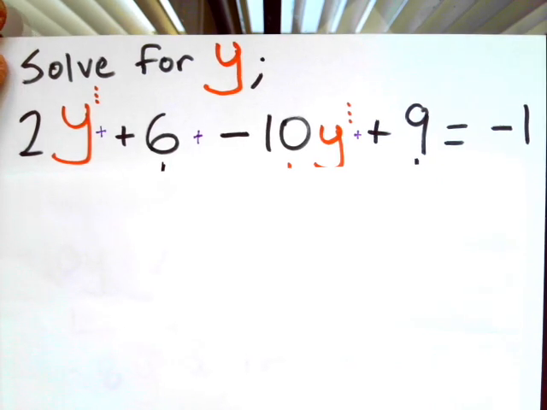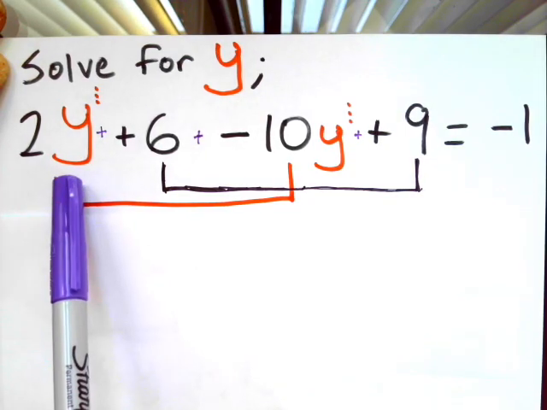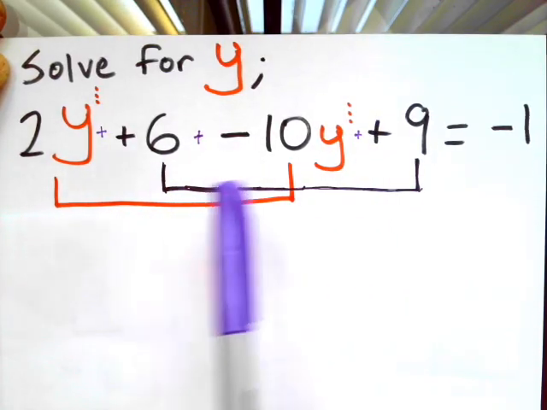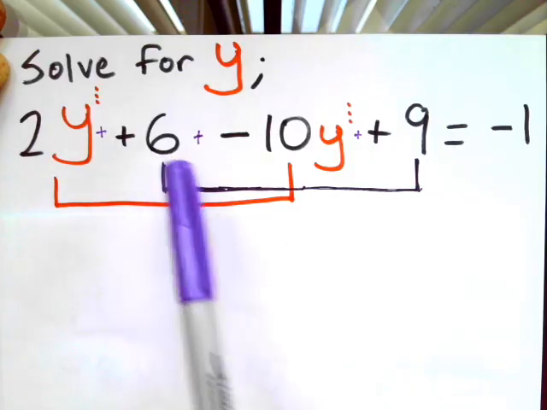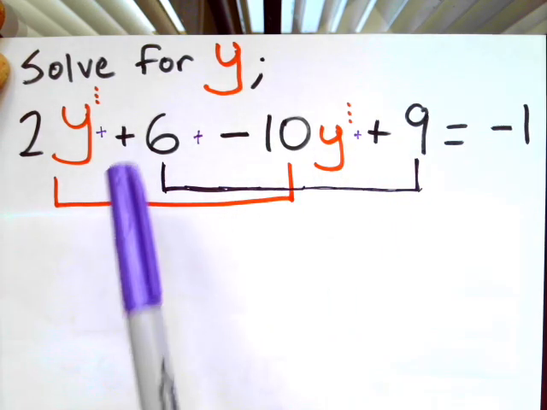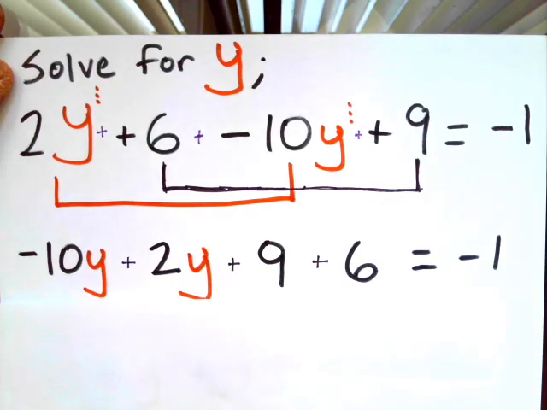So the first step I like to take here is to combine like terms, and I like to reorganize the problem so the terms are right next to each other so I can see exactly what I need to do. As you see here, 2y and a negative 10y are like terms. You can see here a positive 6 and a positive 9 are also like terms. These guys are constants. So let's go ahead and organize and then let's simplify.